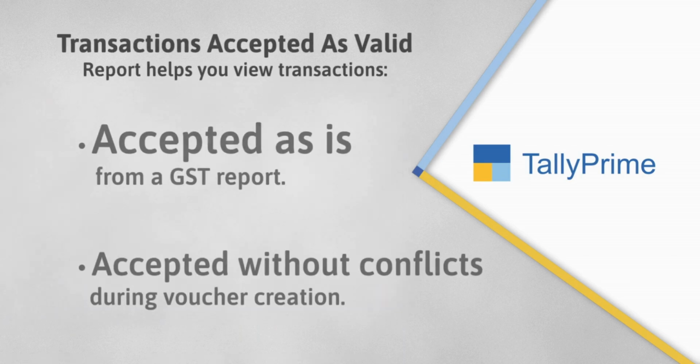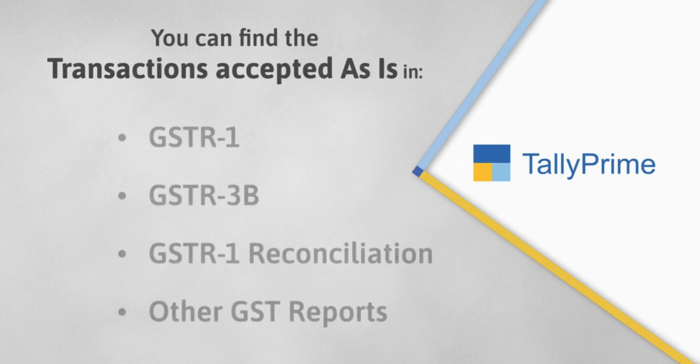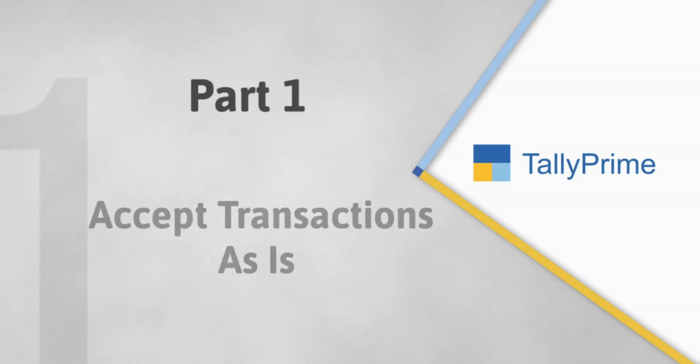In the transactions accepted as valid report, you can view all the transactions accepted as is from a GST report or accepted without conflicts during voucher creation. You can also undo accept as is if needed. The best part is that you don't have to hunt around for such transactions. Based on the nature of transaction, you can find them in the respective returns, such as GSTR1, GSTR3B, GSTR1 reconciliation, and others. Now, let us take a scenario and see how transactions can be accepted as is.